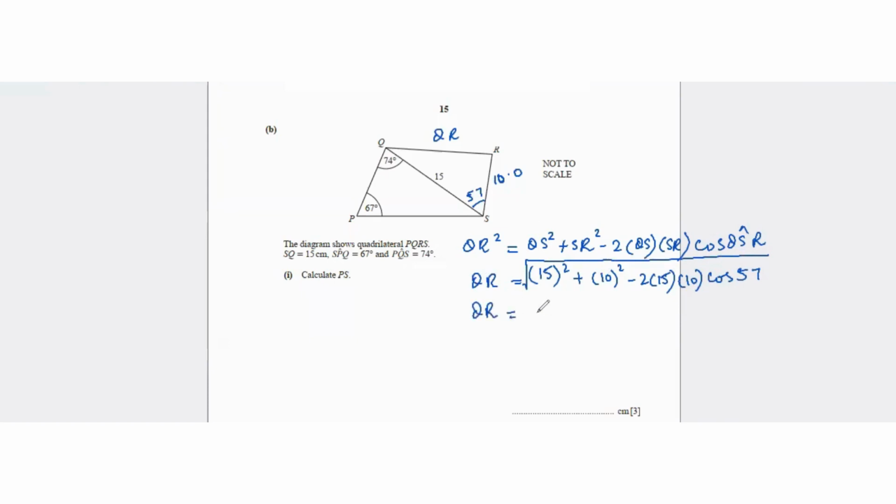So calculator: 15 times 15, 225, plus 100, minus 2 times 15 times 10 times your cos of 57, which is 161.608.